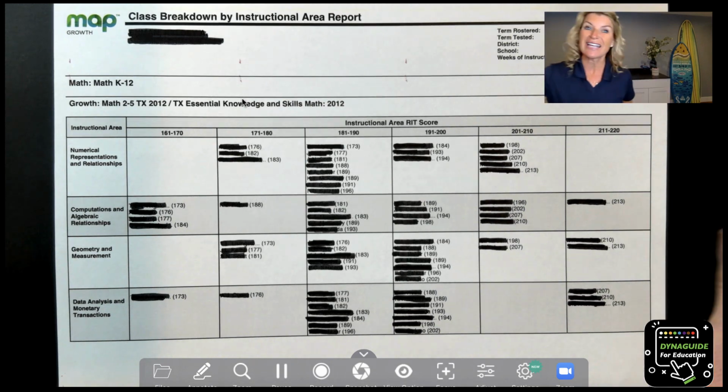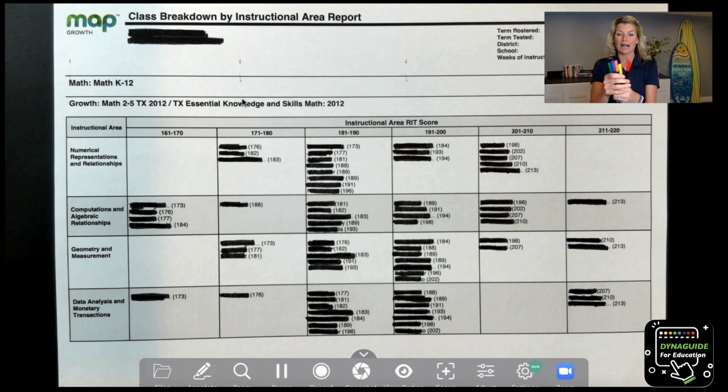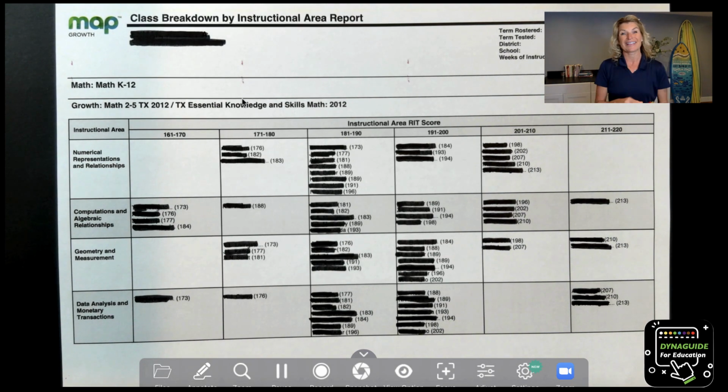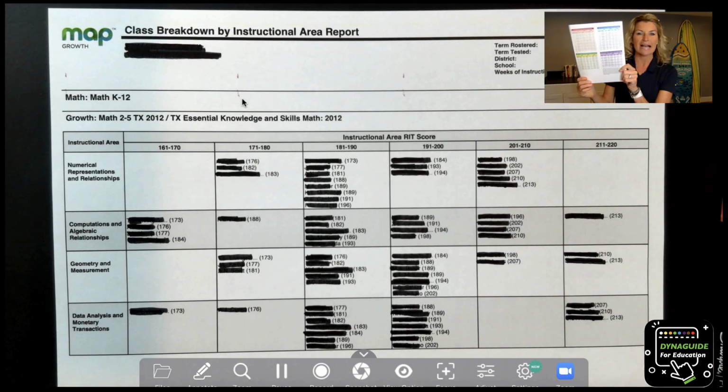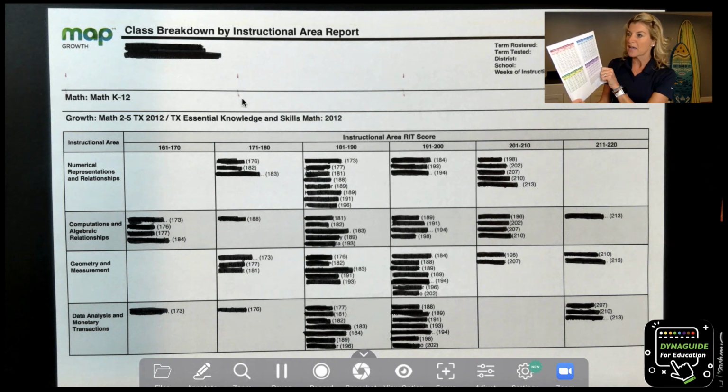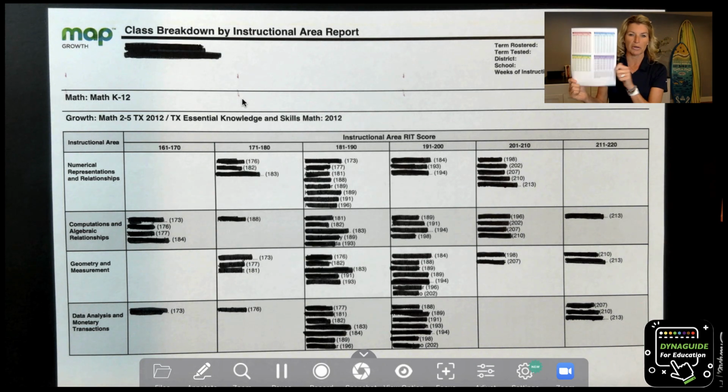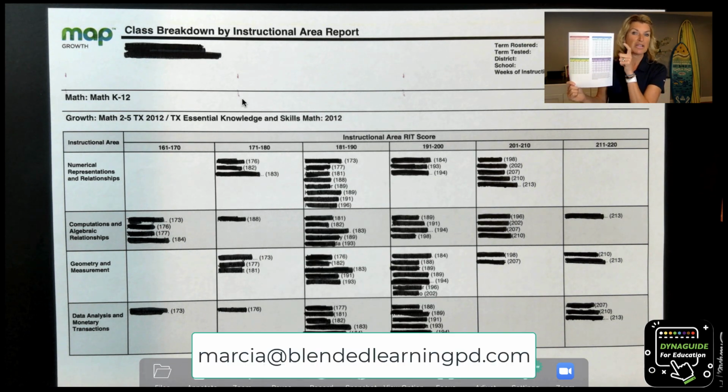You're going to need a set of markers, so you need a red, yellow, orange, blue, and green, and you're also going to need the class breakdown by instructional area report. You can find that in the NWEA MAP assessment data. All right, I got my markers and I got my report. One more thing that you're going to need is the national norms for the RIT scores. Today I'm looking at the 2020 report. Currently, this is the most up-to-date report for the RIT scores. This will give us our national norms.